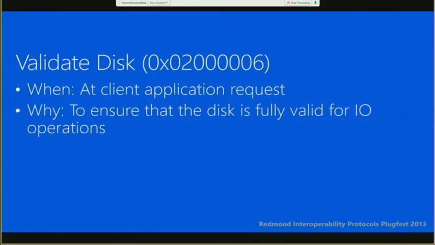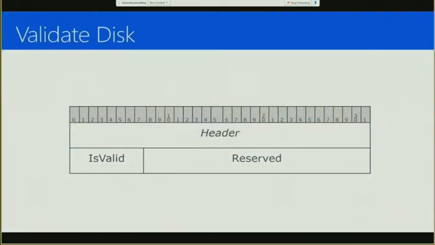Okay, so you can also ask to validate the disk. Client applications can say, go check this disk and make sure that it's really valid. A good example of when this might happen is if the disk is opened in a mode where it's not fully mounted. You can imagine that maybe you don't want to check the entire file format of the disk and read in hundreds of megabytes of data. This will go and do that, and make sure it's valid. And it returns a Boolean saying, yes, it's valid, or no, it's not valid.